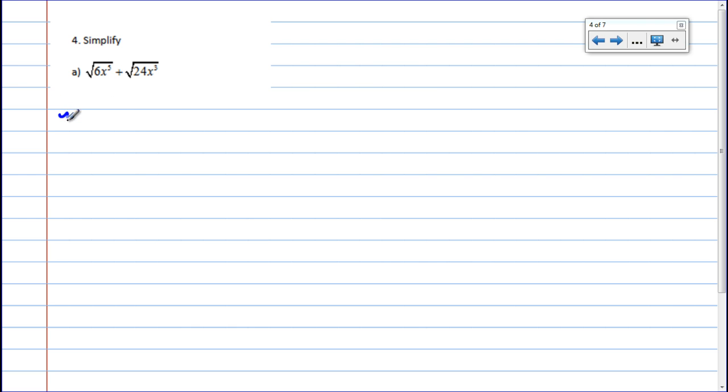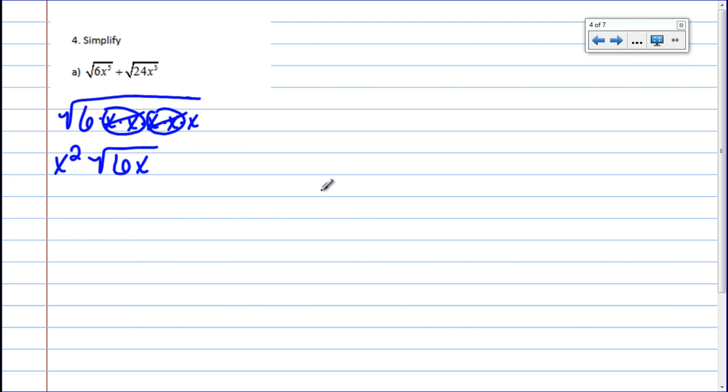So I'm going to rewrite this as 6 times x times x times x times x times x. 5 times because it's x to the 5th. And then I'm going to see if I have any pairs that I can get rid of. Well, these are a pair of x's, and these are a pair of x's, so I can pull one of each pair to the front. Well, I have an x times an x, which is an x squared, and the singles stay inside, so 6x stays under.